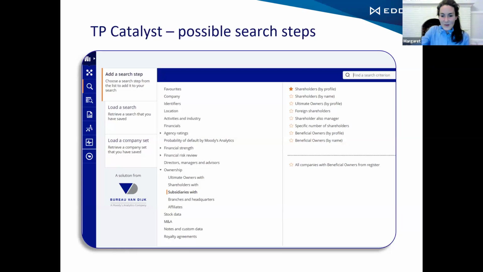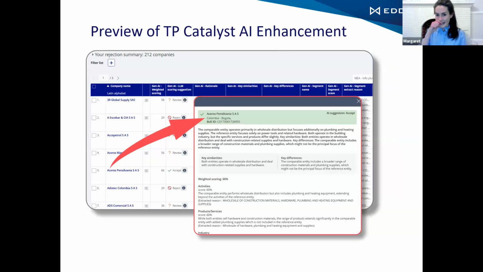So, one thing, even though Fede told me not to put it in the slides, I did anyway. Sorry, Fede. We won't see it now, but we've added an AI enhancement to our TP Catalyst tool. You put in some information about the tested party, like the activities, products, industry, and the tool will look at the business descriptions, and we have a couple different versions of business descriptions in the tool, and then it will suggest accept or reject, and then it will tell you why.